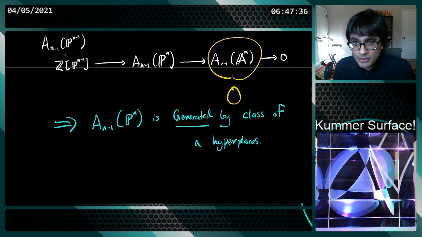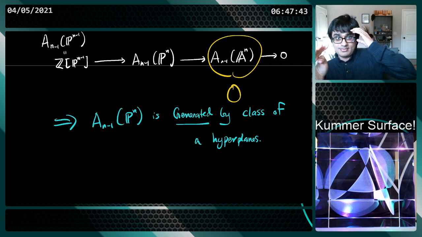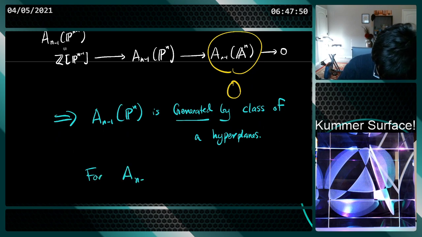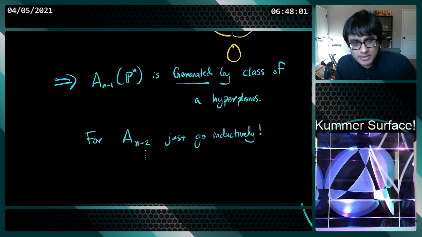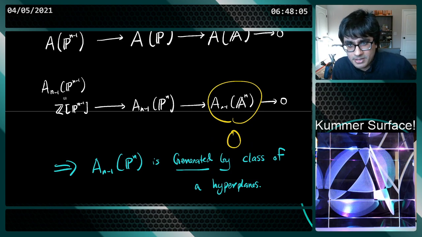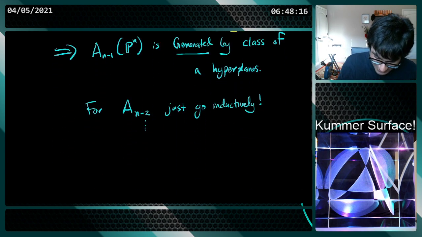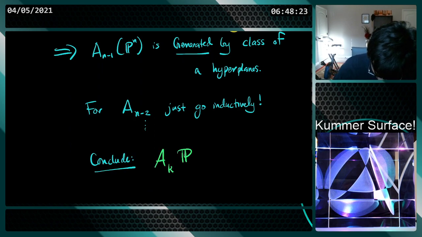So next, what about the next Chow group? Okay, but for the next one, you can go inductively. Just go inductively, because pretend you knew the Chow groups of P^(n-1) completely, and that they happen to be generated by a hyperplane in there, and then a hyperplane in the hyperplane, and then a hyperplane in the hyperplane, etc. Yeah? You go inductive, then you conclude the following.